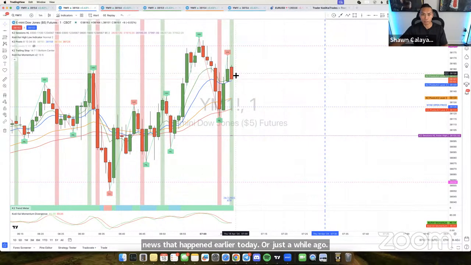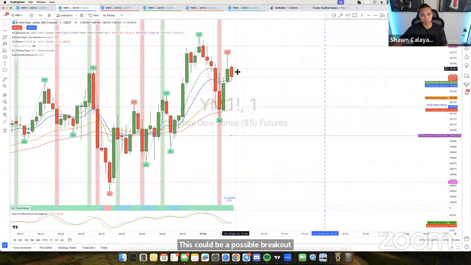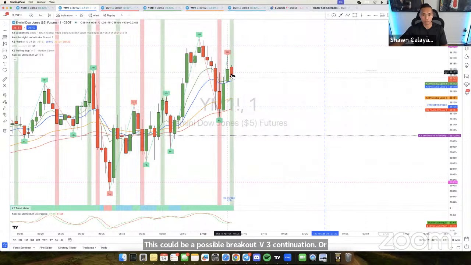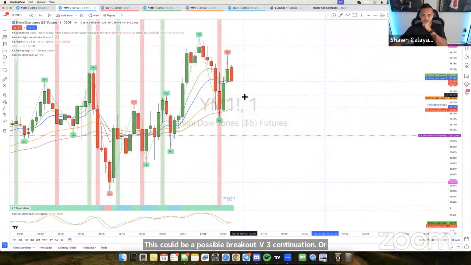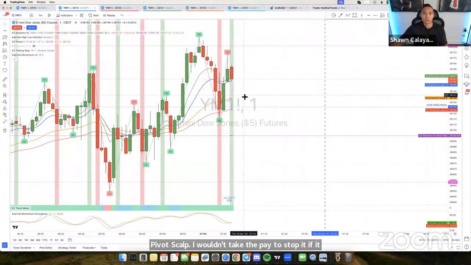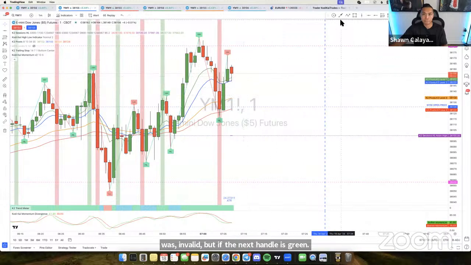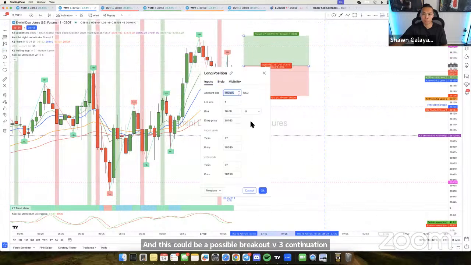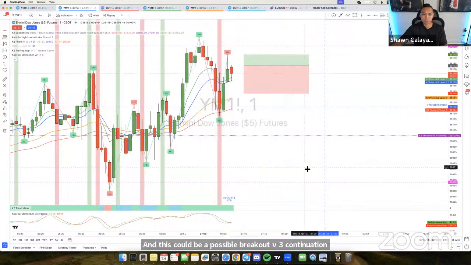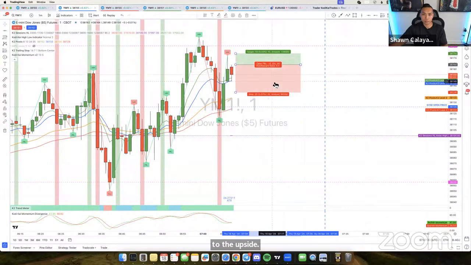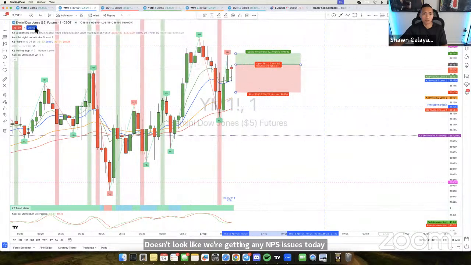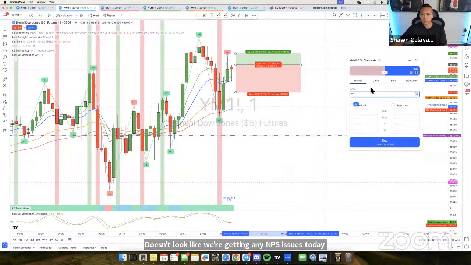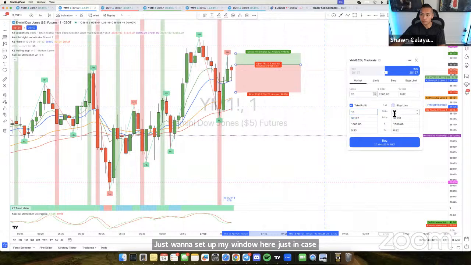This could be a possible breakout V3 continuation or pivot scalp. I wouldn't take the pivot scalp if it was invalid, but if the next candle is green, then this could be a possible breakout V3 continuation to the upside. Doesn't look like we're going to get any NPS entries today. Just want to set up my window here just in case I need to take something.